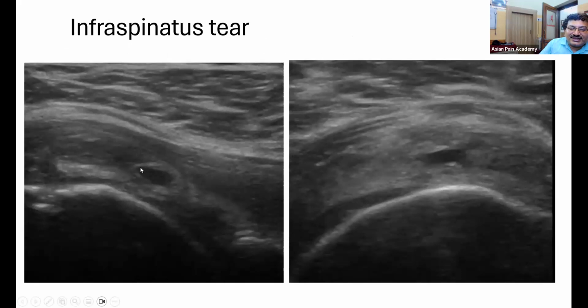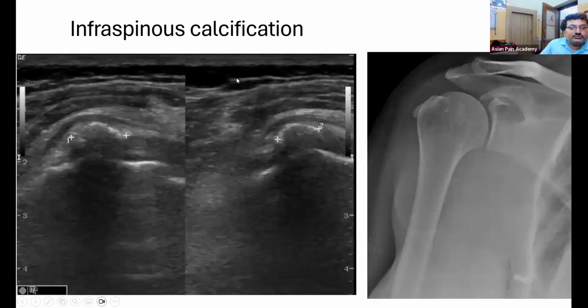Now coming to the infraspinatus tear. This is an intrasubstance tear of the infraspinatus that is being demonstrated here. You can see this is the articular portion and this is the portion which is close to the deltoid. Now, here we can see the calcification within the infraspinatus. This will look similar to what we have seen in the supraspinatus, so it will show an acoustic shadow of this calcified image.